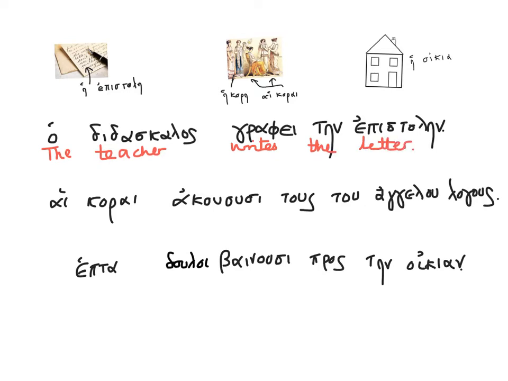Let's look at number 2. Hai korai are the girls. Akousi is our verb, and that means they hear.